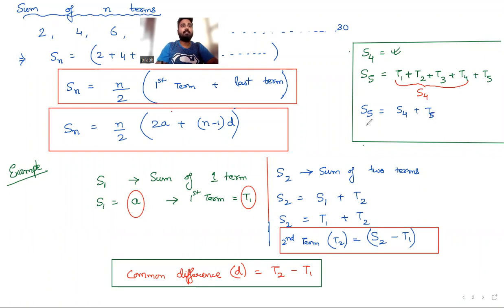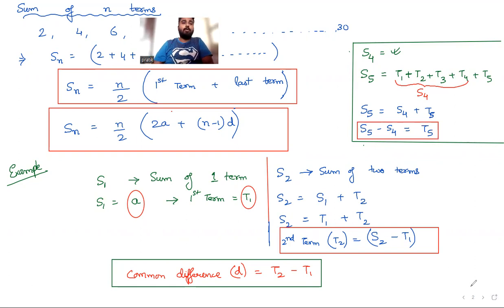So when I subtract the two sums which are given, that is S5, the bigger one, minus the smaller one, I will get the term itself. This is something you should be aware of, because these things are very necessary in order to solve a question.